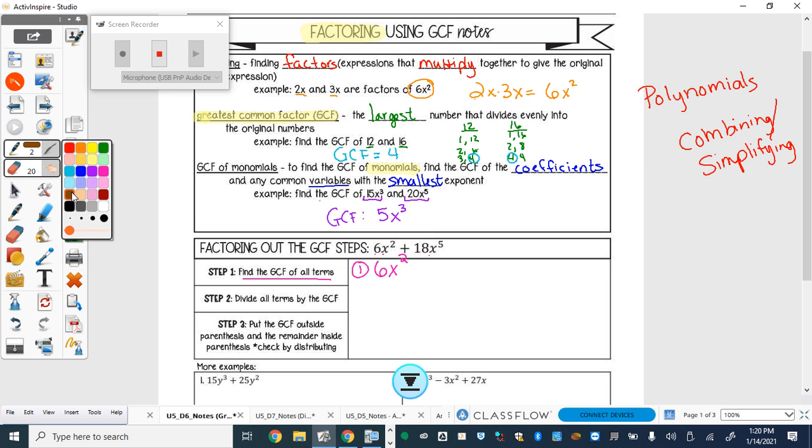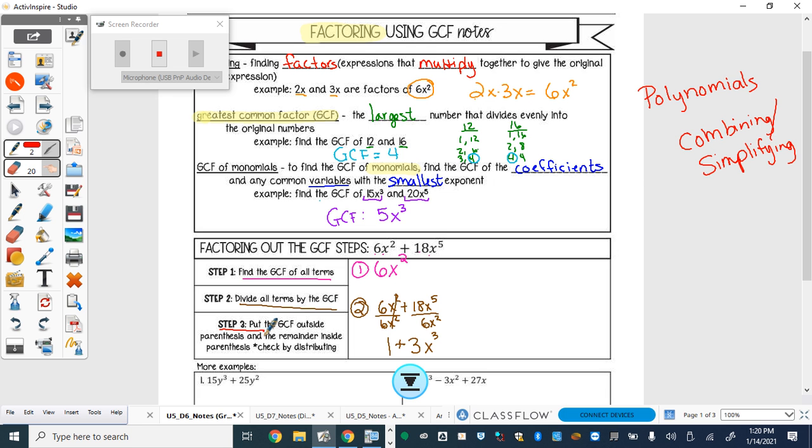Your second step is to divide the terms by the GCF. So 6x squared plus 18x to the fifth. I'm going to divide them both by my GCF that I just found, which was 6x squared. So 6 divided by 6 gives me 1. Those x's will cancel since they're the same exponent. 18 divided by 6 gives me 3. 5 minus 2 gives me x to the third. So when I divide by my GCF, I get the binomial 1 plus 3x to the third.